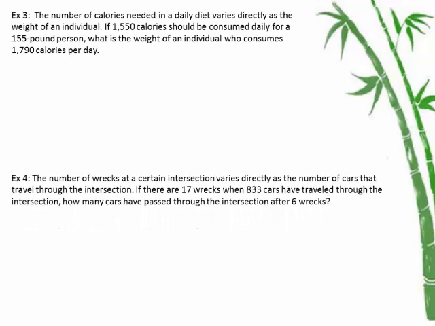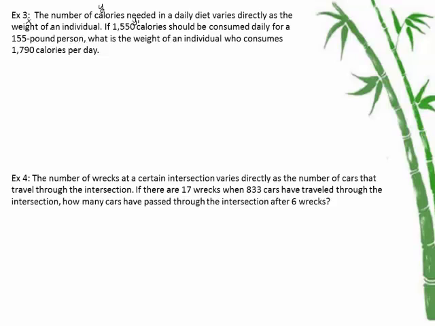Okay, we have two more examples. Just as we can solve one of the problems we just did with proportion, we can also solve one of these word problems with the proportion instead of solving for the constant k as we had done before. So if we look at this, we have the number of calories needed in a daily diet varies directly as the weight of an individual. So if we call the number of calories y and the weight x, we have 1,550 calories should be consumed daily for a 155-pound person.